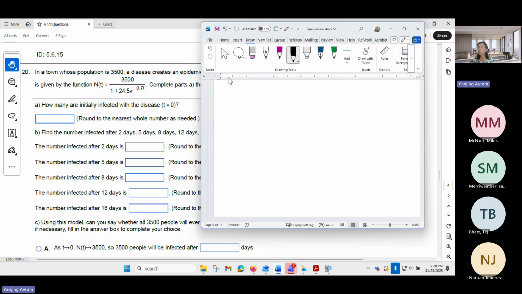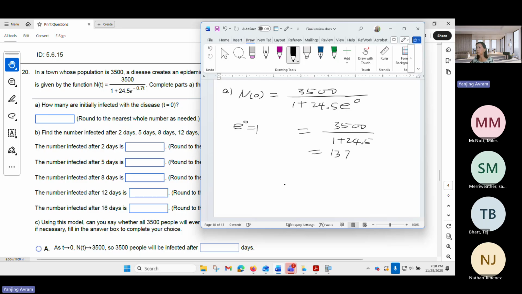When t is 0, how do you calculate this one? That would be N of 0, right? And that would be 3,500 divided by 1 plus 24.5 e to the negative 0.7 times 0. 0 times anything is still 0. All right. And e to the 0 power is equal to 1. It's not 0. Okay. So 1 plus 24.5 times 1 is still equal to itself, right? So you can just do this division, should be very easy. So that's about 137. All right.